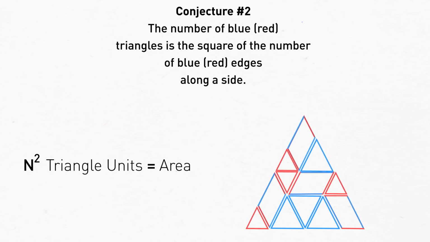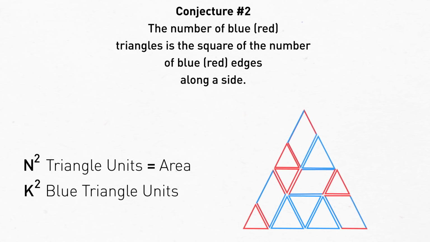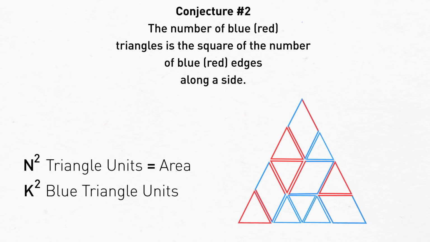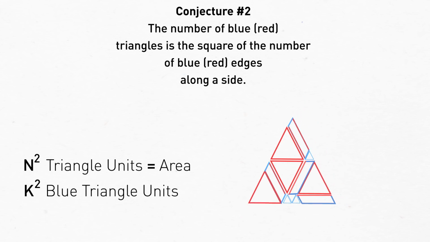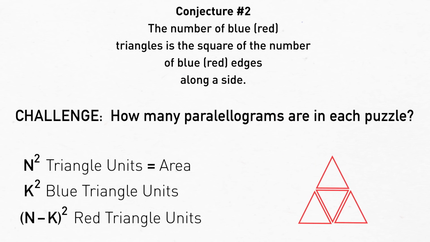That is, if you filled it with only triangles and no parallelograms, it would contain exactly n squared triangles. After contracting the puzzle, it's made entirely of blue triangles, and there are k edges on each side. So, it is k squared triangle units. It contains k squared blue triangles. The number of blue triangles didn't change during the contraction process, so the original puzzle also contained k squared blue triangles. Doing the contraction process in reverse, shrinking the blue edges, shows that there must be n minus k squared red triangles. Challenge problem. Using this information, how many parallelograms are in each puzzle?